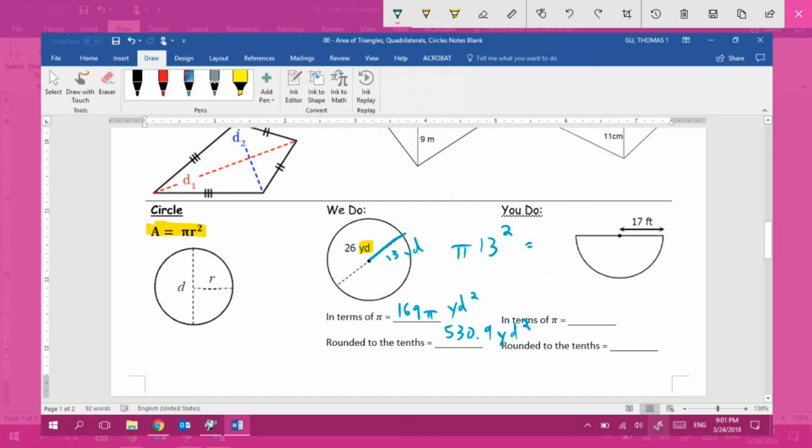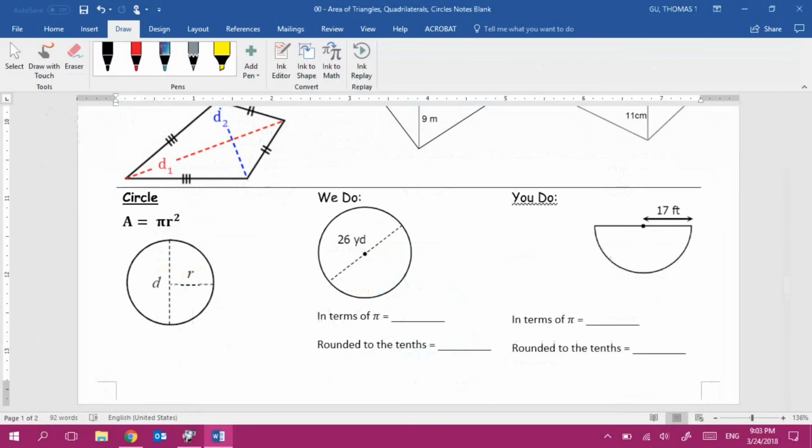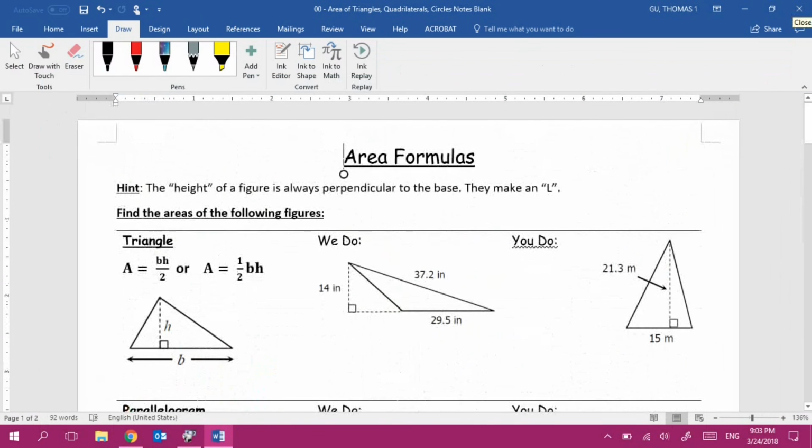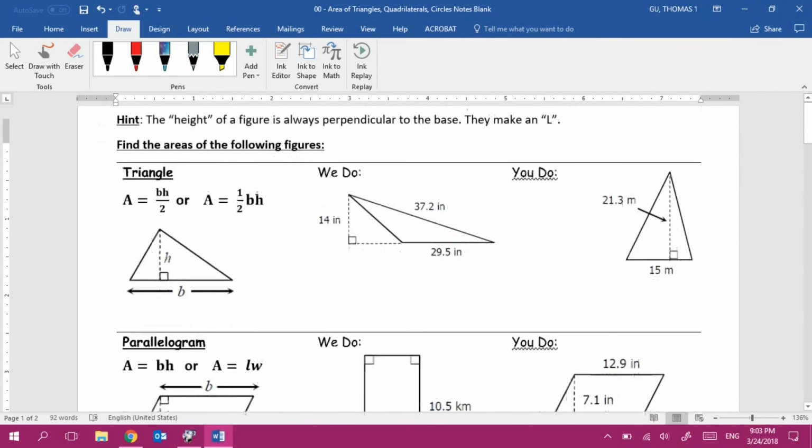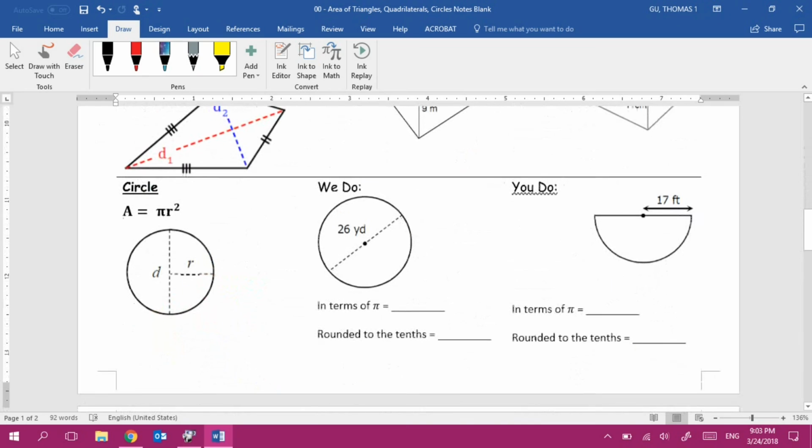But that's going to be the end of our first section of notes for Unit 9, talking all about area. We learned how to do the triangle, the parallelogram, the trapezoid, the kite, which works for rhombi too, and circles. Oh my goodness, so fun.